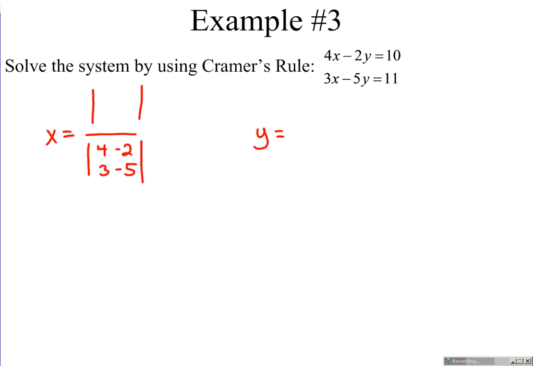The only difference is whatever variable it is you are solving for, in this case we want to solve for x, you are going to take that column out. So I'm going to take the 4 and the 3 out because what we're solving for is x, and I'm going to insert the constants in that column instead. The rest stays the same.